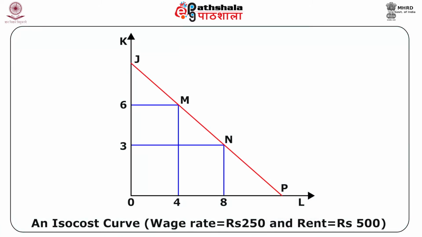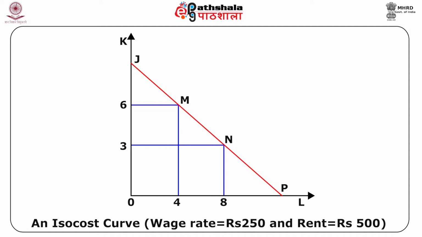Figure 5 shows the iso-cost line for a total expenditure of rupees 4,000, that is C, when the given price of labor, that is wage rate W, is rupees 250 and the price of capital, that is rental R, is rupees 500. Each combination of K and L on the iso-cost line involves a total expenditure of rupees 4,000. Point J shows the total amount of capital that can be purchased with rupees 4,000 when 0 units of labor is used. It is the maximum amount of capital that can be employed, that is 8 units, which is equal to 4,000 divided by 500.